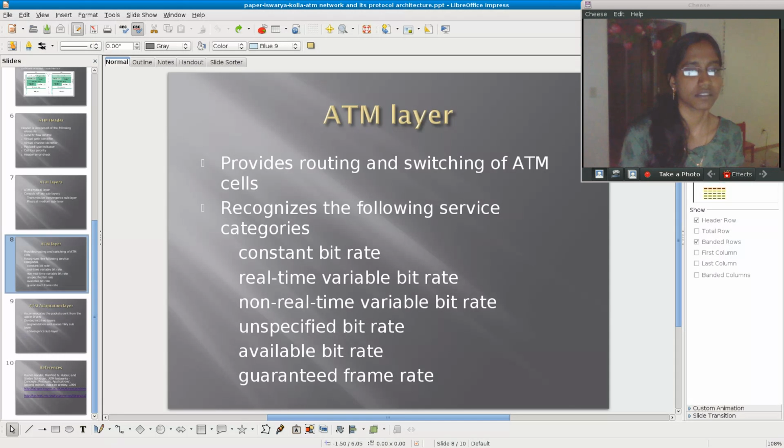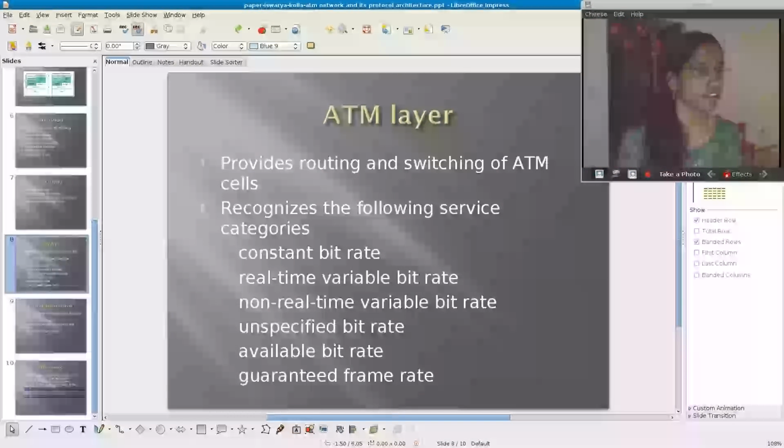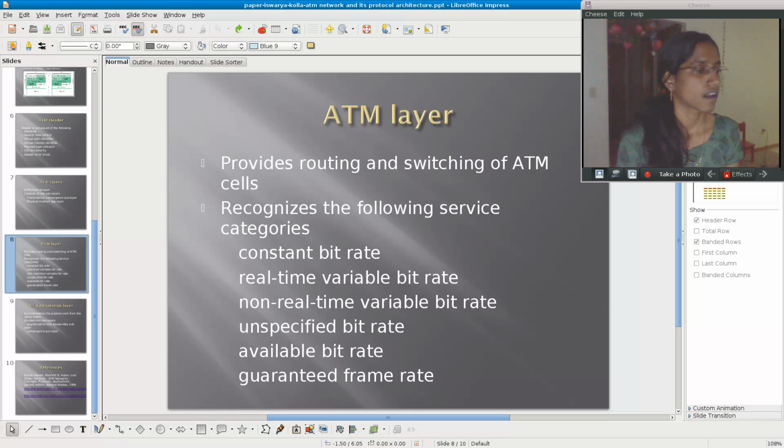Available bit rate: the data rate made available may be changed during the time a connection is maintained. Guaranteed frame rate: there is a commitment about the minimum data rate of a connection.